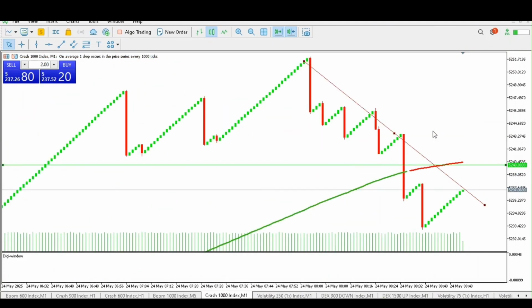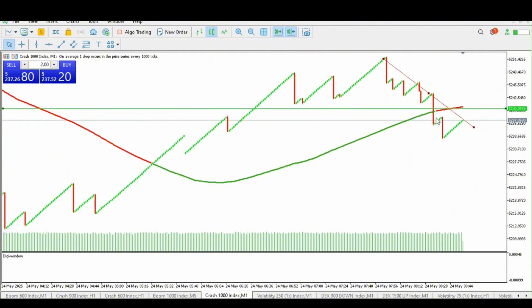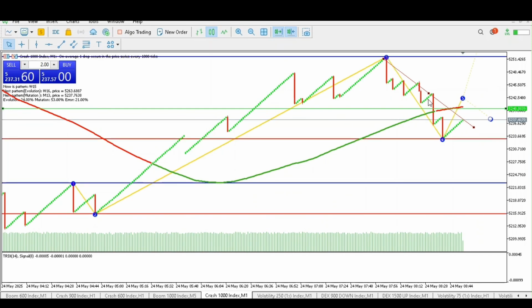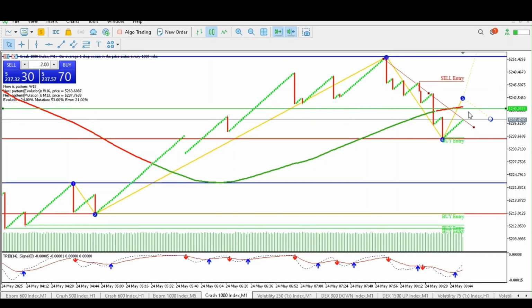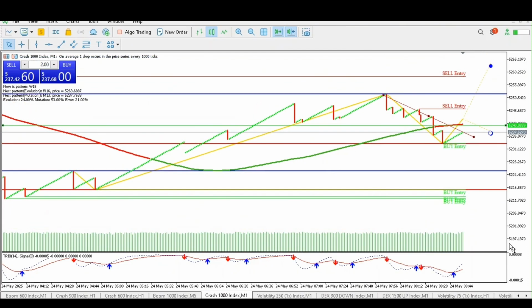So here we now check on M1 so that we can see the perfect entry. Here we can see that it has reached the trend line, this one. You can also draw a trend line so that you can see how the spikes are occurring. Here you can see that it has reached the trend line, but according to the system, it's saying the market should pull back to this node, return number 5. If it doesn't spike on this node, it means it will go back to this blue line.